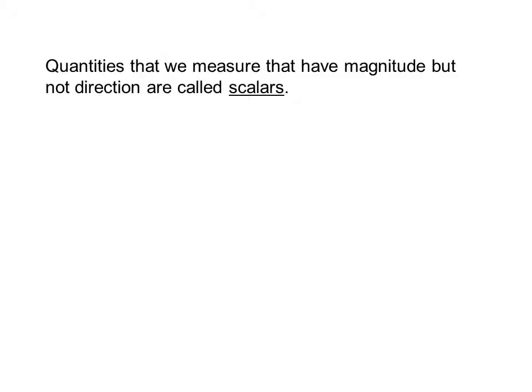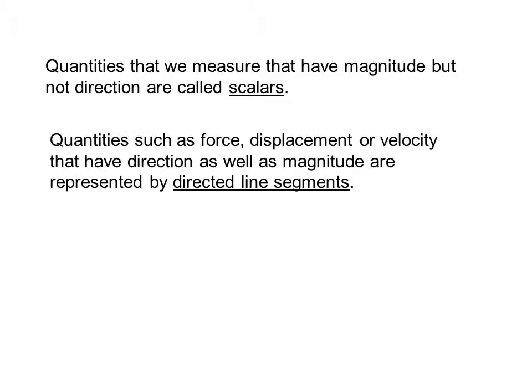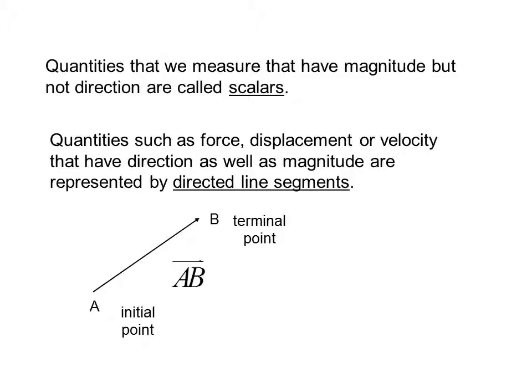Quantities that we measure that have magnitude but not direction are called scalars. Quantities such as force, displacement, or velocity that have direction as well as magnitude are represented by directed line segments. Here's a directed line segment from A to B. We have an initial point and a terminal point. We write it like this.